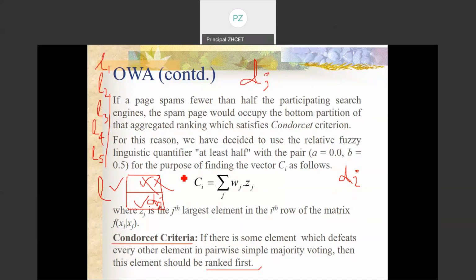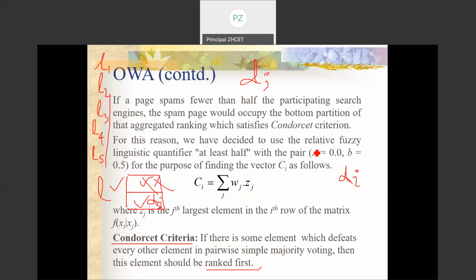Now, one question remains: what if DJ is able to spam more than half the participating search engines? For our example, suppose it is able to spam 3 or 4 or 5 lists, more than half. Then the simple answer is that in that case, we can't do much. That is a garbage in, garbage out situation. If you are giving more garbage, more than 50% garbage, how do you expect a good output at the end? Right? Got it?